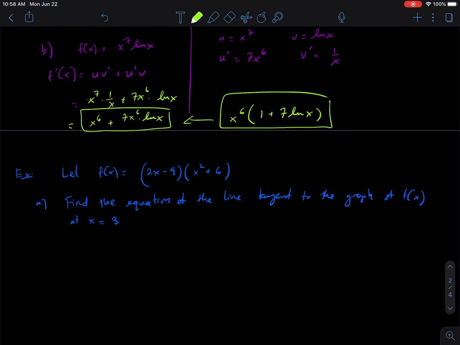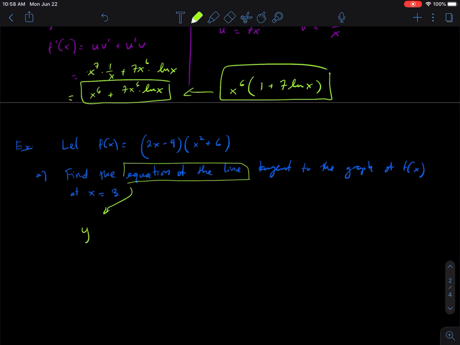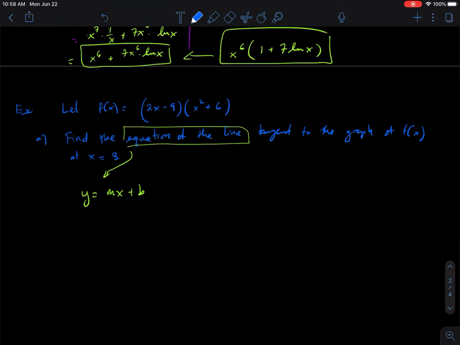Okay. So now, how do we do this? Well, equation of a tangent line. That equation is y equal to mx plus b, as the slope-intercept form. Okay, the y, I'm gonna extract y. The x is at 3, right?